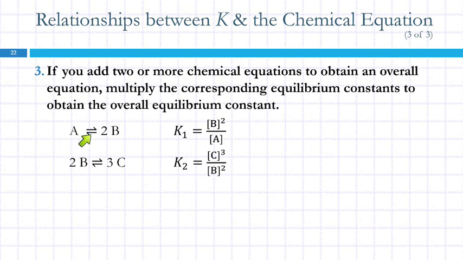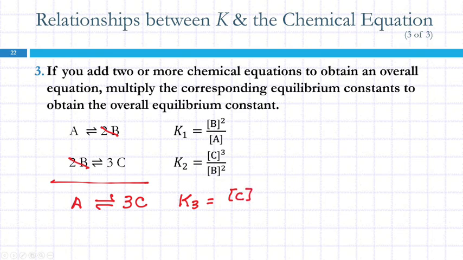A is in equilibrium with 2B. This would be its equilibrium constant, B squared over A. Here's another equation, 2B in equilibrium with 3C. That would be C cubed over B squared. So if we add these two equations, we see that the two B's cancel out. We'll call this K3, and we can write the expression for that. That's going to be C cubed over A.